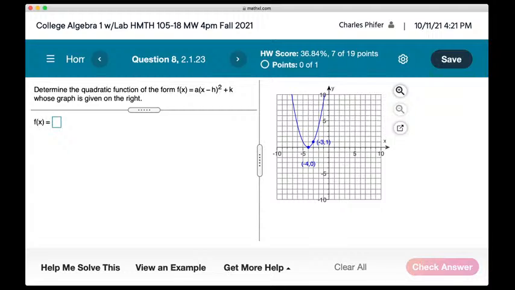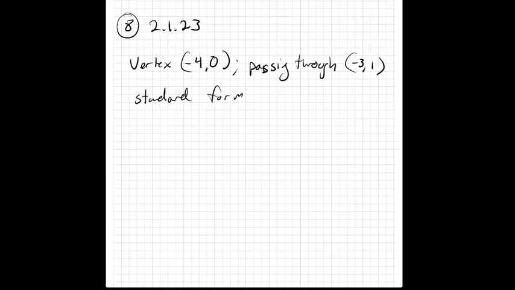Okay, and then they want the result in standard form. Let's hop over to the tablet. Okay, the standard form of a quadratic: f of x equals a times x minus h squared plus k. If that's the vertex, this is our h comma k. This is our x comma y.